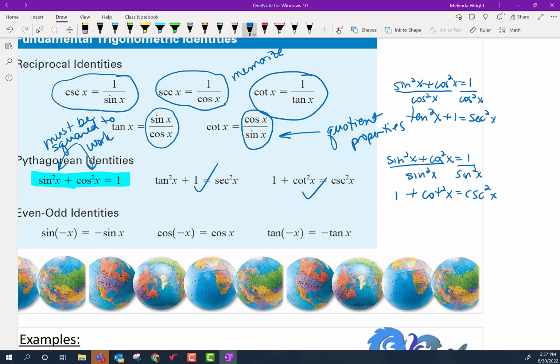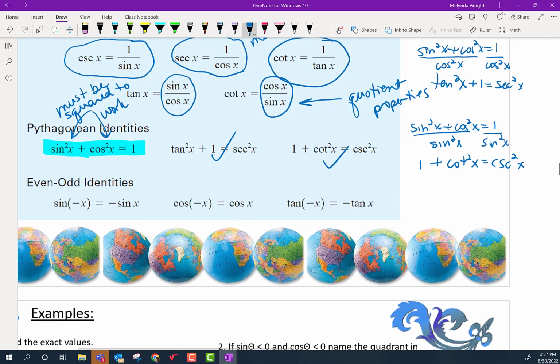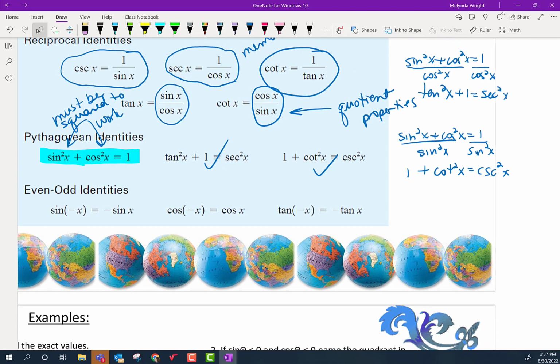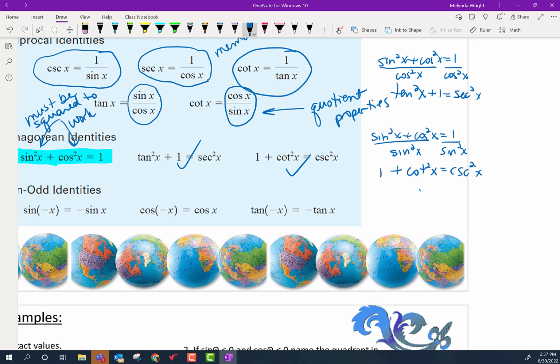Okay. So the last identities we're going to talk about today are even-odd identities. Now I'm going to take your memory back to Algebra 2. So let's think about the parent parabola. We looked at even and odd last year. Okay. So this is y equals x squared.